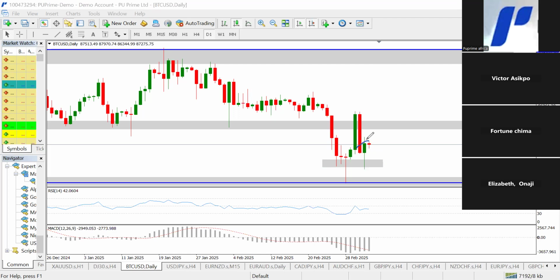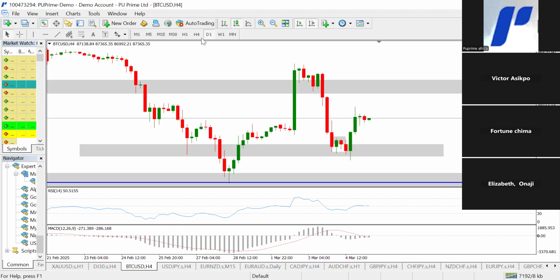But yesterday's candle closed as a rejection candle. A rejection candle on a support zone, that's the key thing there. So we should expect further bullish pressure on the BTC in the course of today. So if you're a BTC trader, just watch out for more bullish pressure.